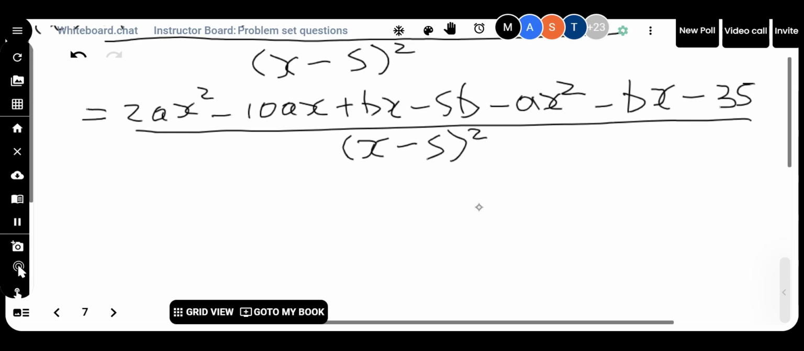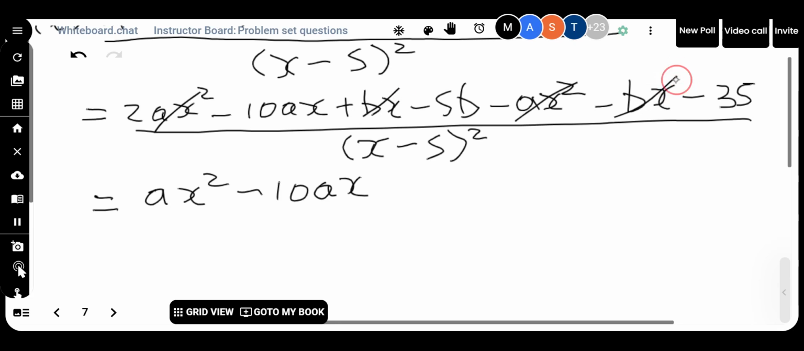Okay, so let me see what I can do here now. So I have a 2ax squared, and I also have an ax squared here, so I'm left with 1ax squared. I'm just eliminating stuff as we go along. I'm going to take that out and take that out. I have a minus 10ax, well, that's still there. So minus 10ax. And then I have a minus bx and a plus bx. I'm going to take those out. I have a minus 5b. And then I have a minus 35.